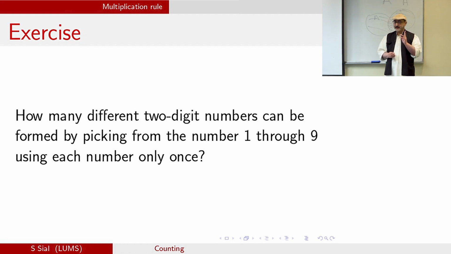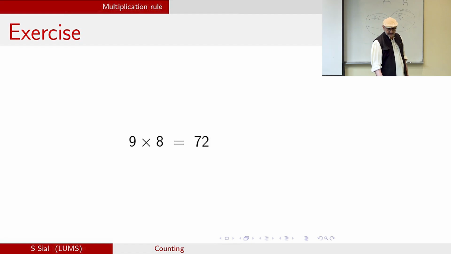Okay. I'm going to construct a 2-digit number. Each of the digits has to be 1 through 9. Each digit can only be used once. So 22 is not allowed, for example. Okay? So, how many ways? 72. Right. There are 9 ways of selecting the first number. Now you've used up one of the numbers, so there's only 8 ways of selecting the next number. 9 times 8 is 72. Any questions about that one?